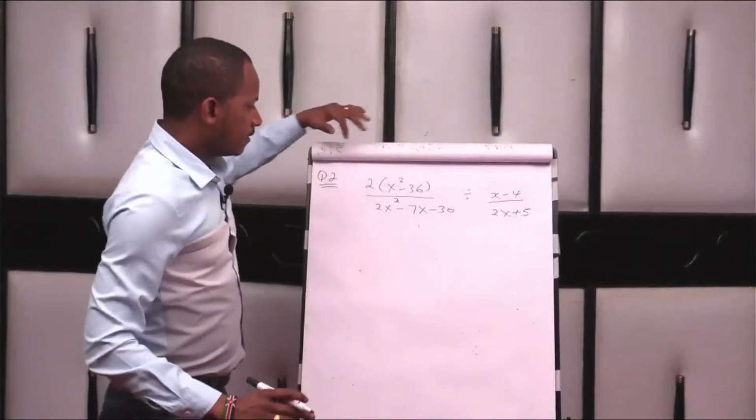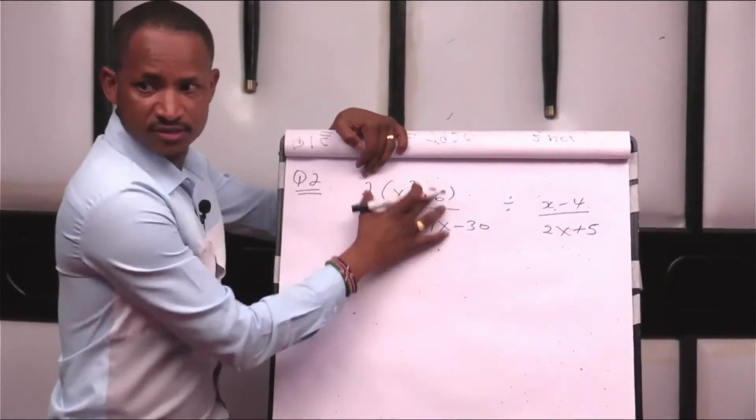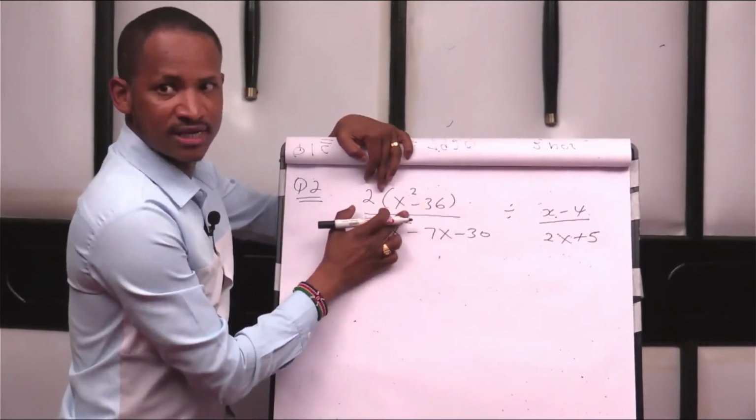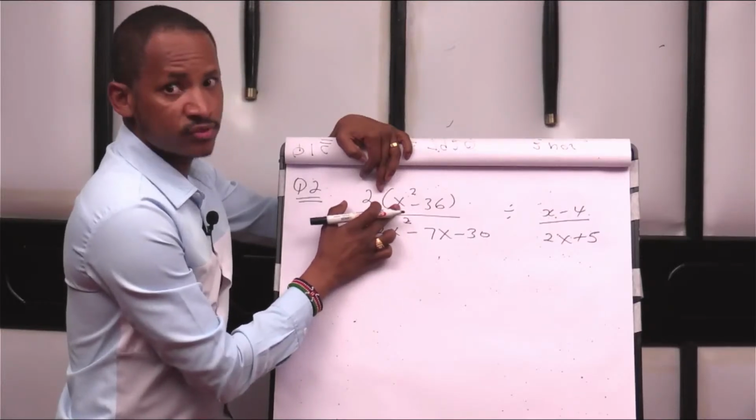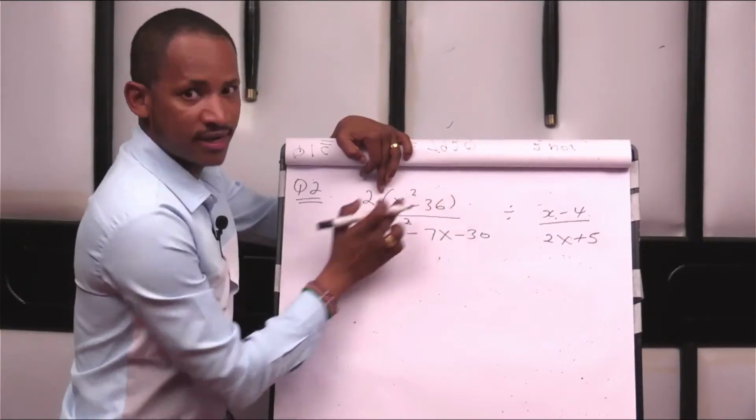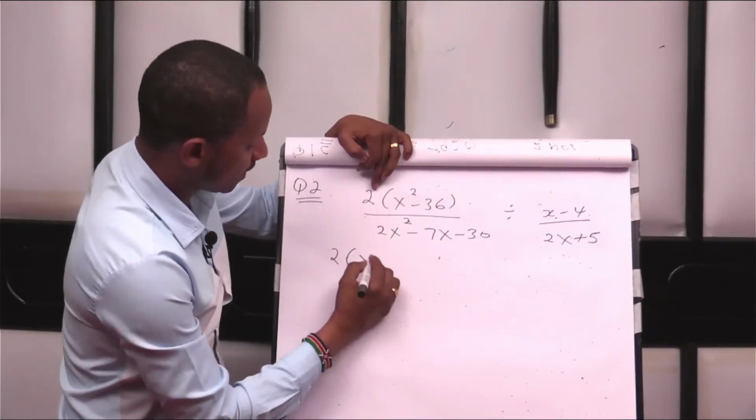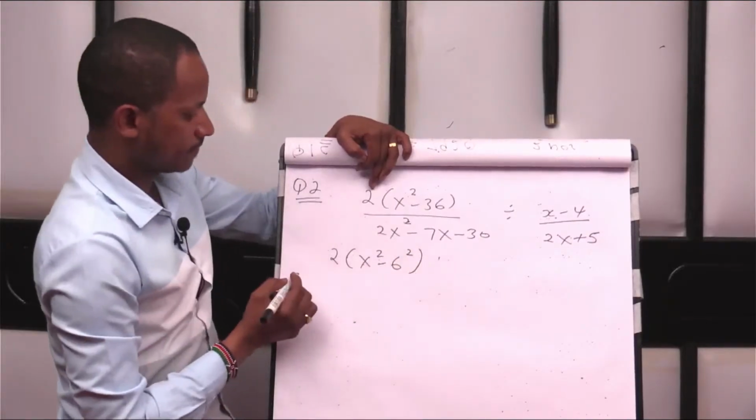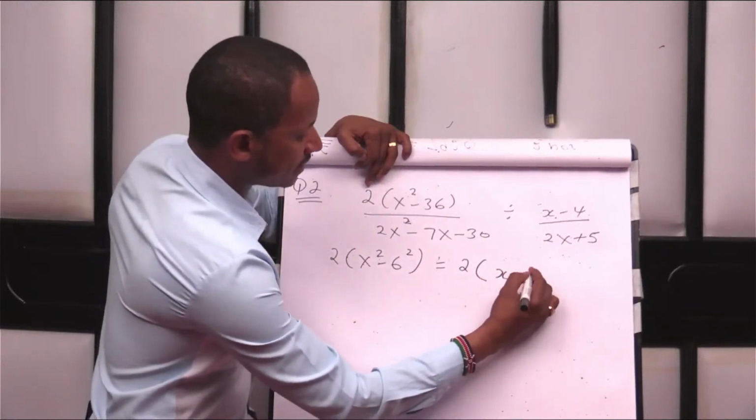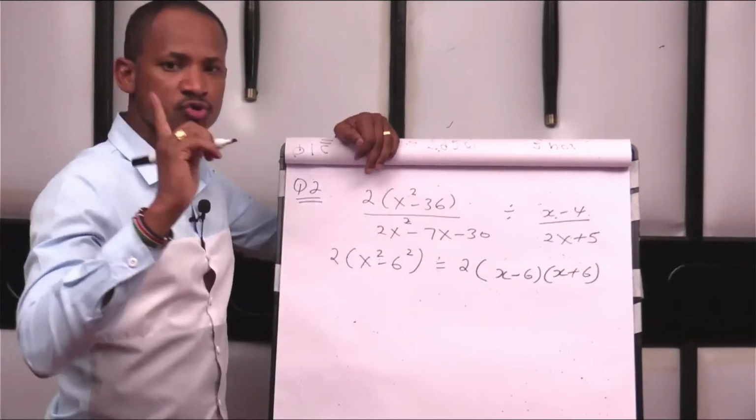So in this, I want you to solve them separately. So solve whatever you are given in the first column here. So we have x squared minus 36. There's something unique about this. Remember, I told you something to do with the difference of two squares. So x squared minus 36 is the same as x squared minus 6 squared. So solve whatever is at the numerator here. We have 2 into x squared minus 6 squared, which is the same as 2 into x minus 6 into x plus 6. A difference of two squares.